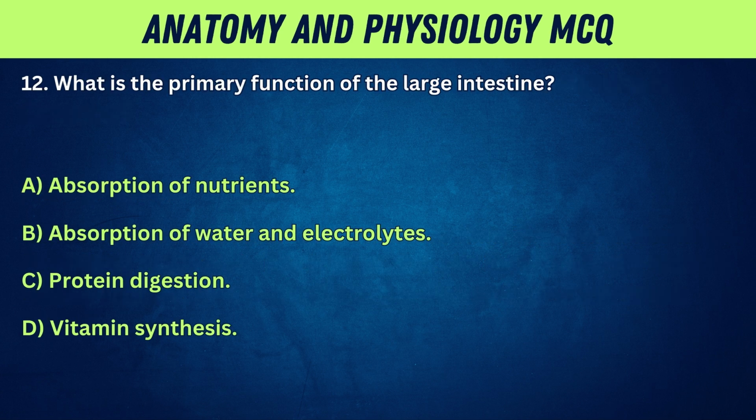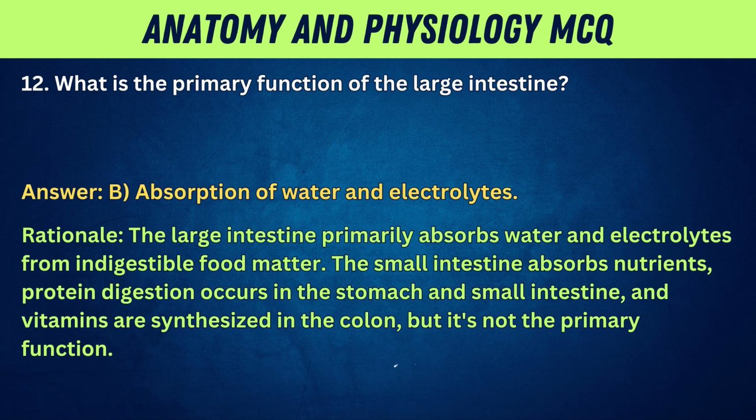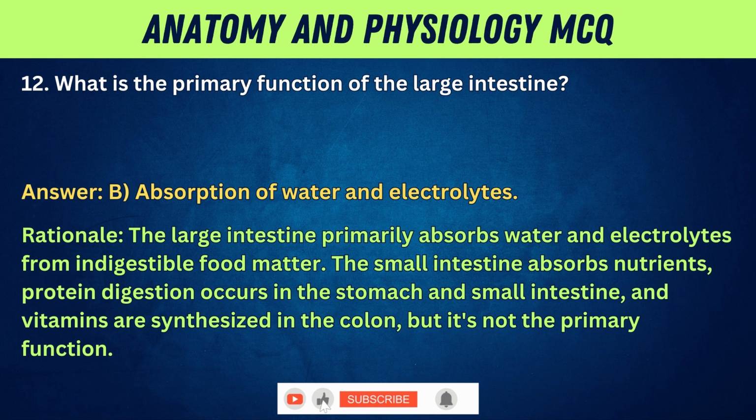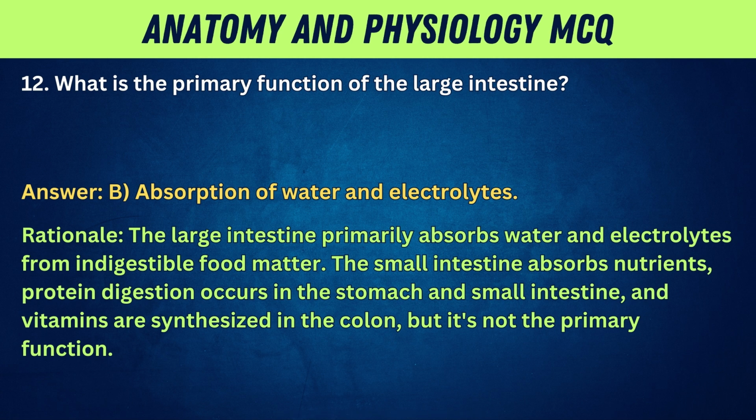12. What is the primary function of the large intestine? A. Absorption of nutrients. B. Absorption of water and electrolytes. C. Protein digestion. D. Vitamin synthesis. Answer: B. Absorption of water and electrolytes. Rationale: the large intestine primarily absorbs water and electrolytes from indigestible food matter. The small intestine absorbs nutrients, protein digestion occurs in the stomach and small intestine, and vitamins are synthesized in the colon, but it's not the primary function.